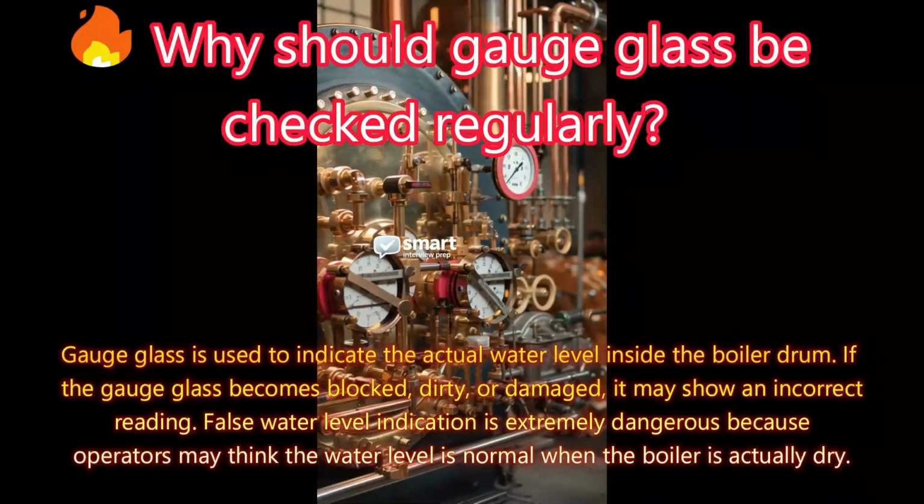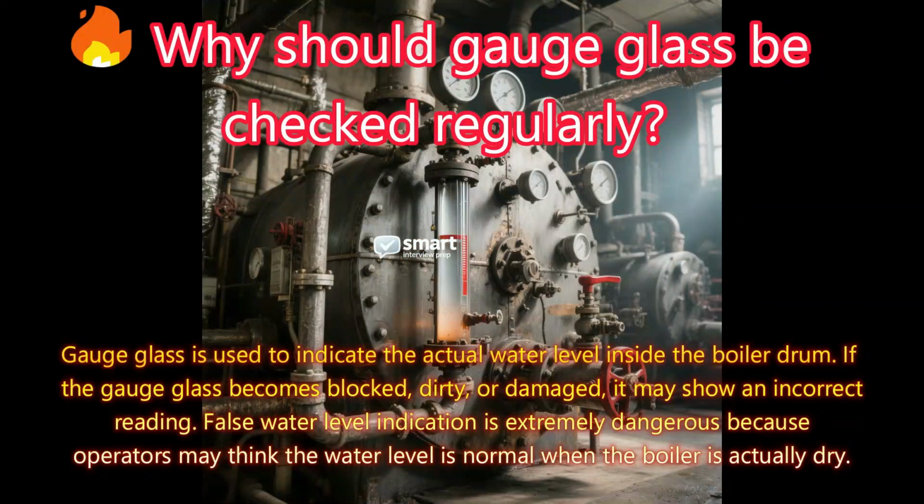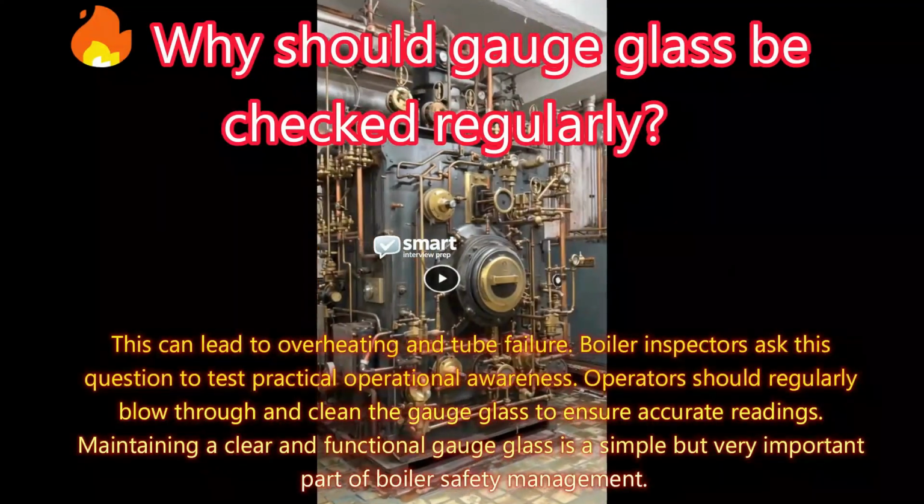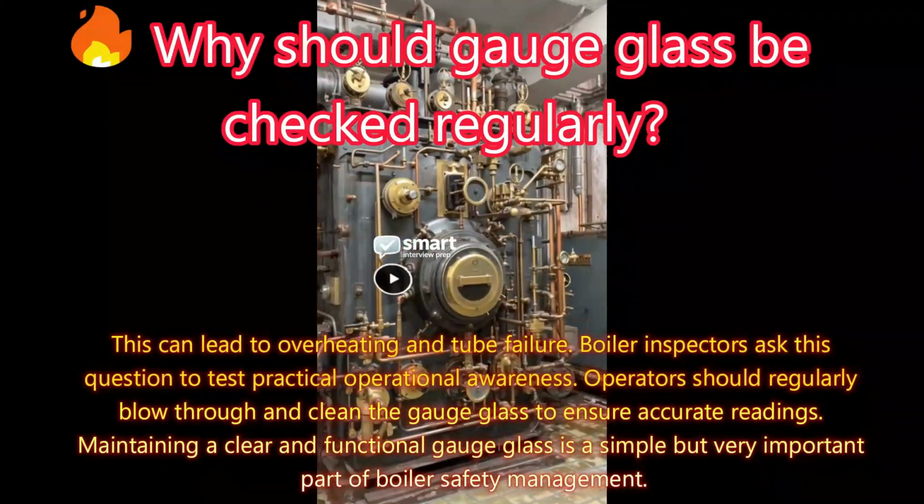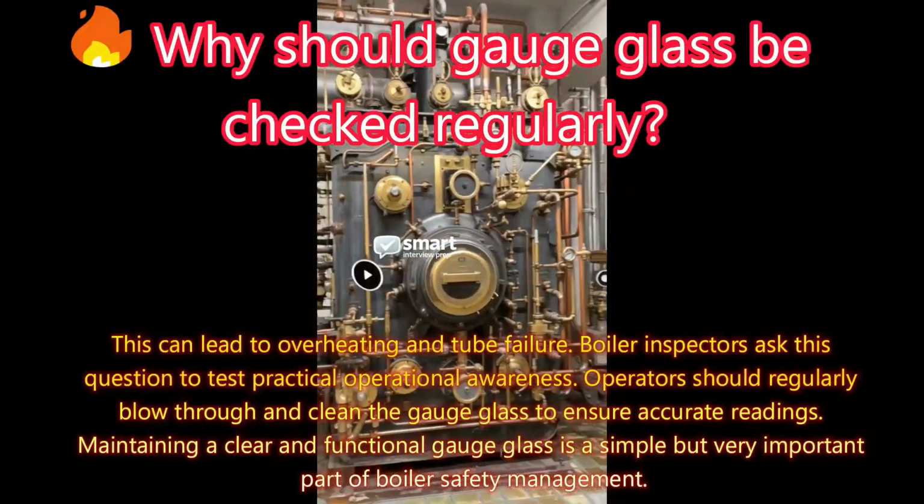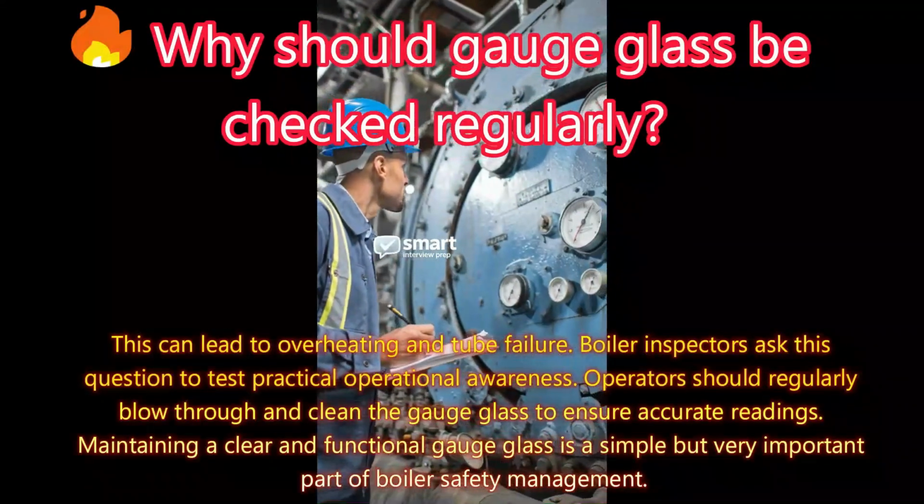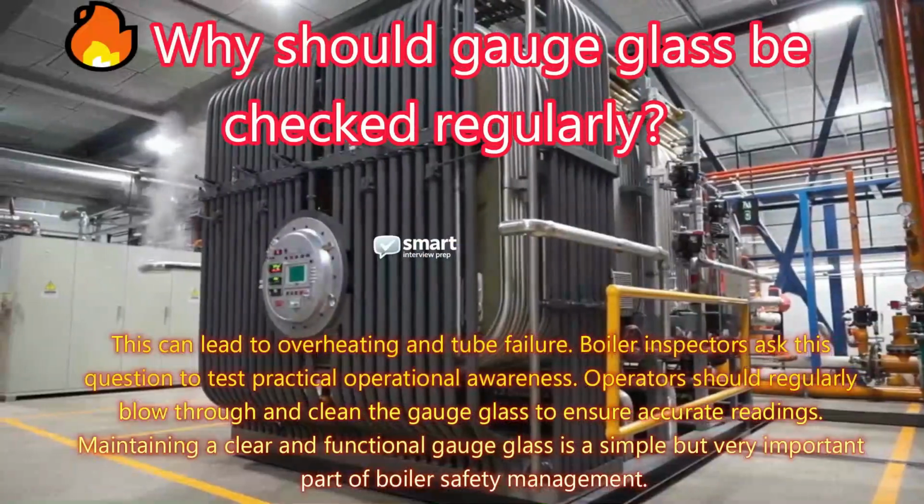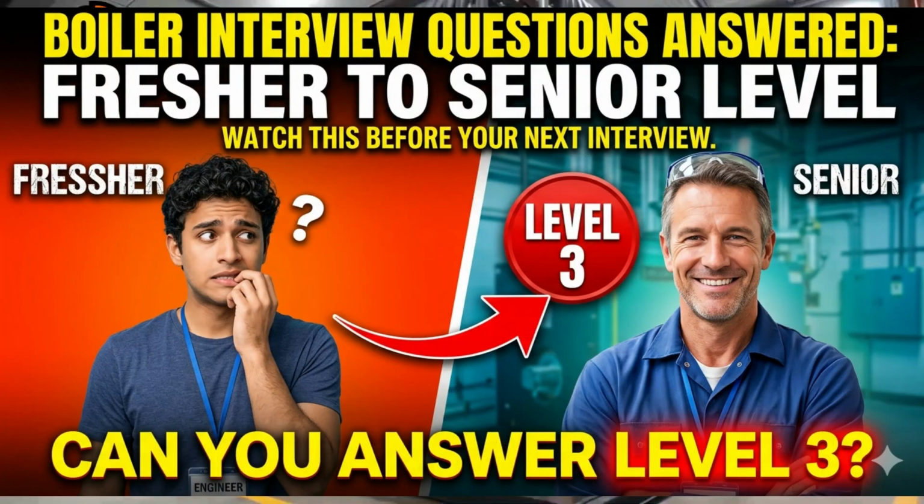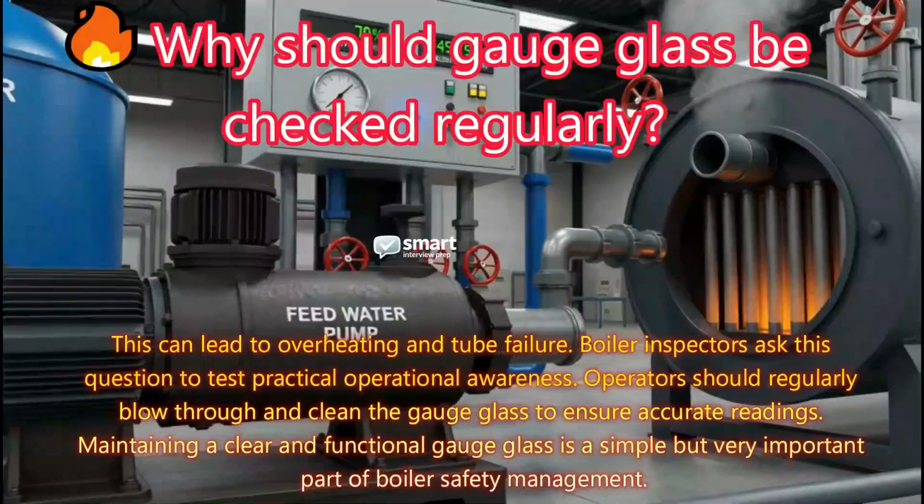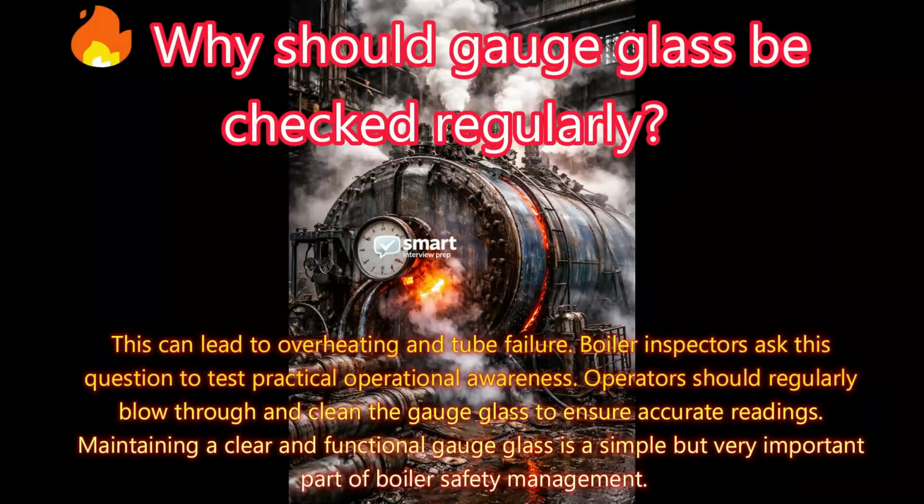False water level indication is extremely dangerous because operators may think the water level is normal when the boiler is actually dry. This can lead to overheating and tube failure. Boiler inspectors ask this question to test practical operational awareness. Operators should regularly blow through and clean the gauge glass to ensure accurate readings. Maintaining a clear and functional gauge glass is a simple but very important part of boiler safety management.